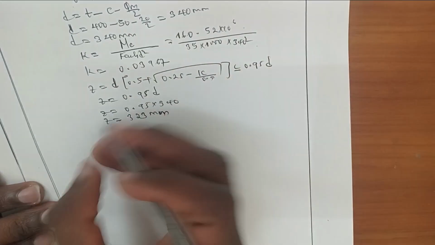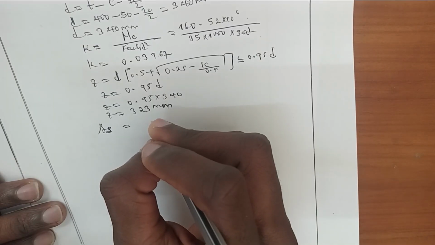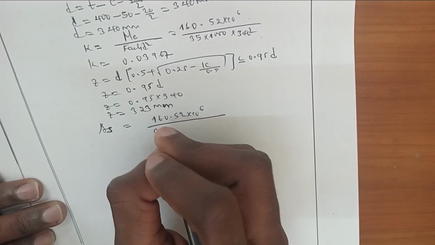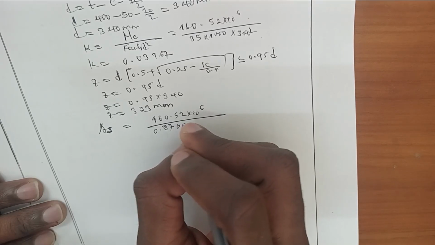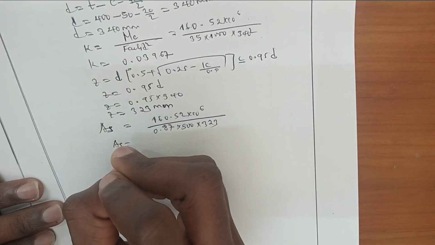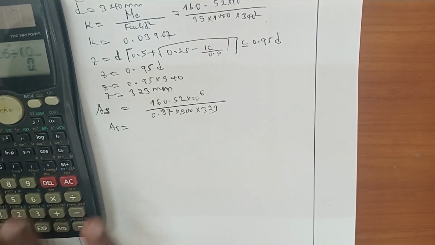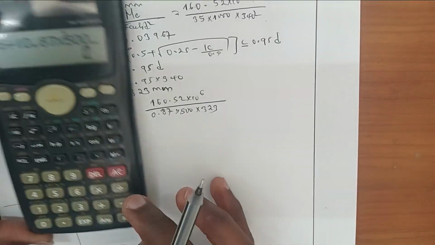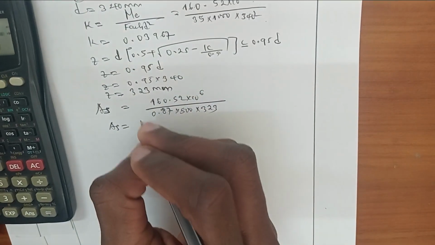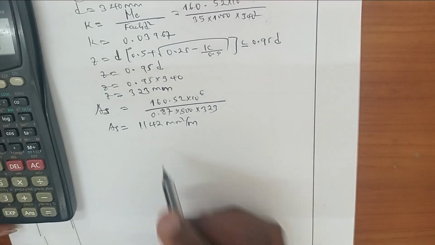After that, we substitute into this formula so as to obtain the area of reinforcement for the heel slab. It will be equal to 160.25 × 10^6 divided by 0.87 fy, which is 500, times the value of z, which is 323. The area of reinforcement will be equal to 1152 millimeter square per meter. This is the area provided for the heel slab.